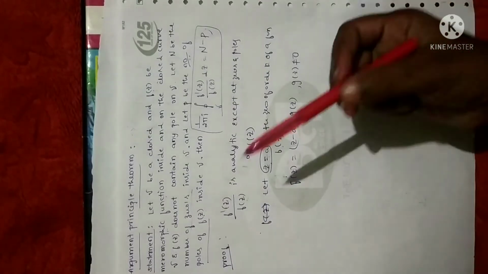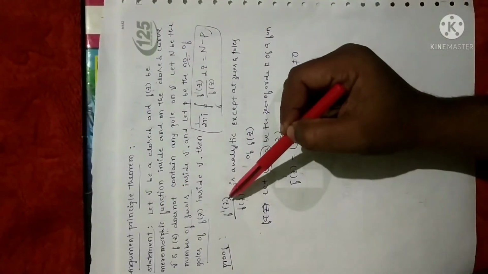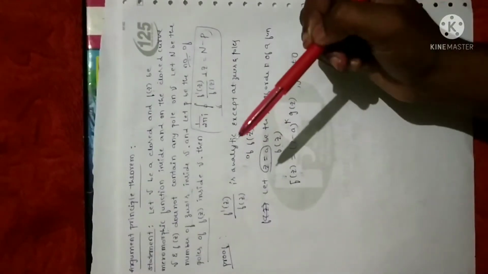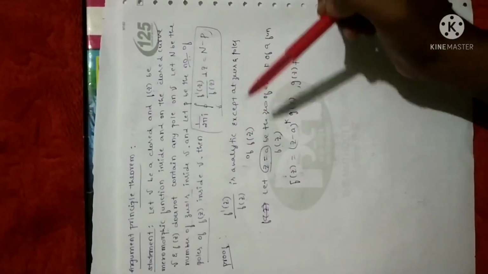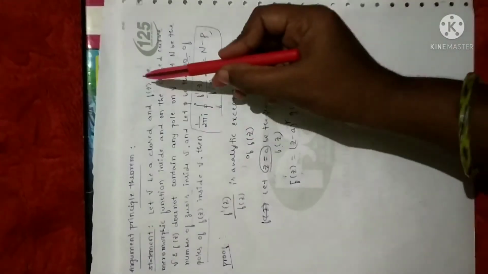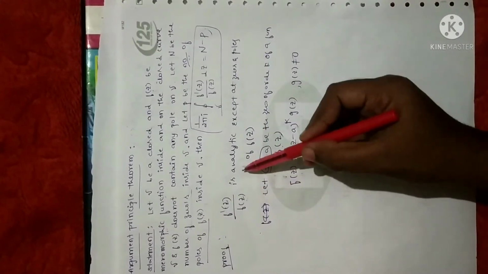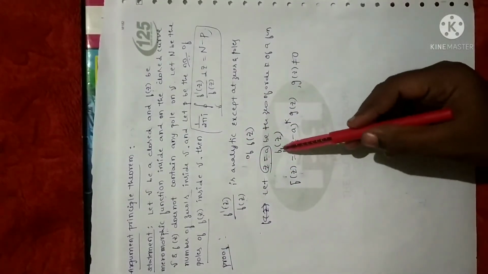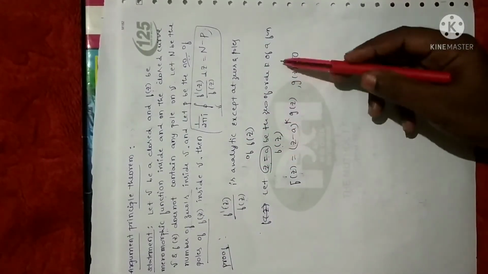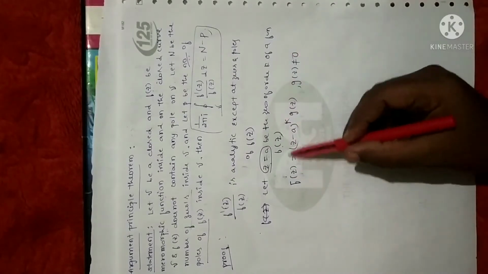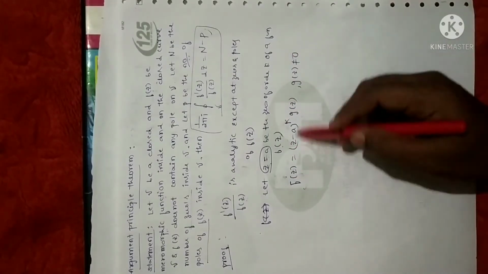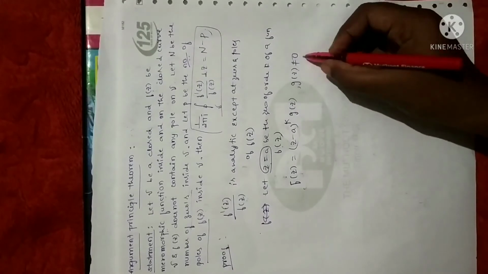I'll just repeat once again. Since f of z is meromorphic, as per the definition of meromorphic, the function will be analytic at all points except at zeros and poles. So if f of z is meromorphic, I can say f dash of z by f of z also satisfies the same condition. And I have chosen z equal to a as a zero of order k. So as per the definition of a zero of multiplicity k, I can write this statement, where g of z will not be equal to 0.